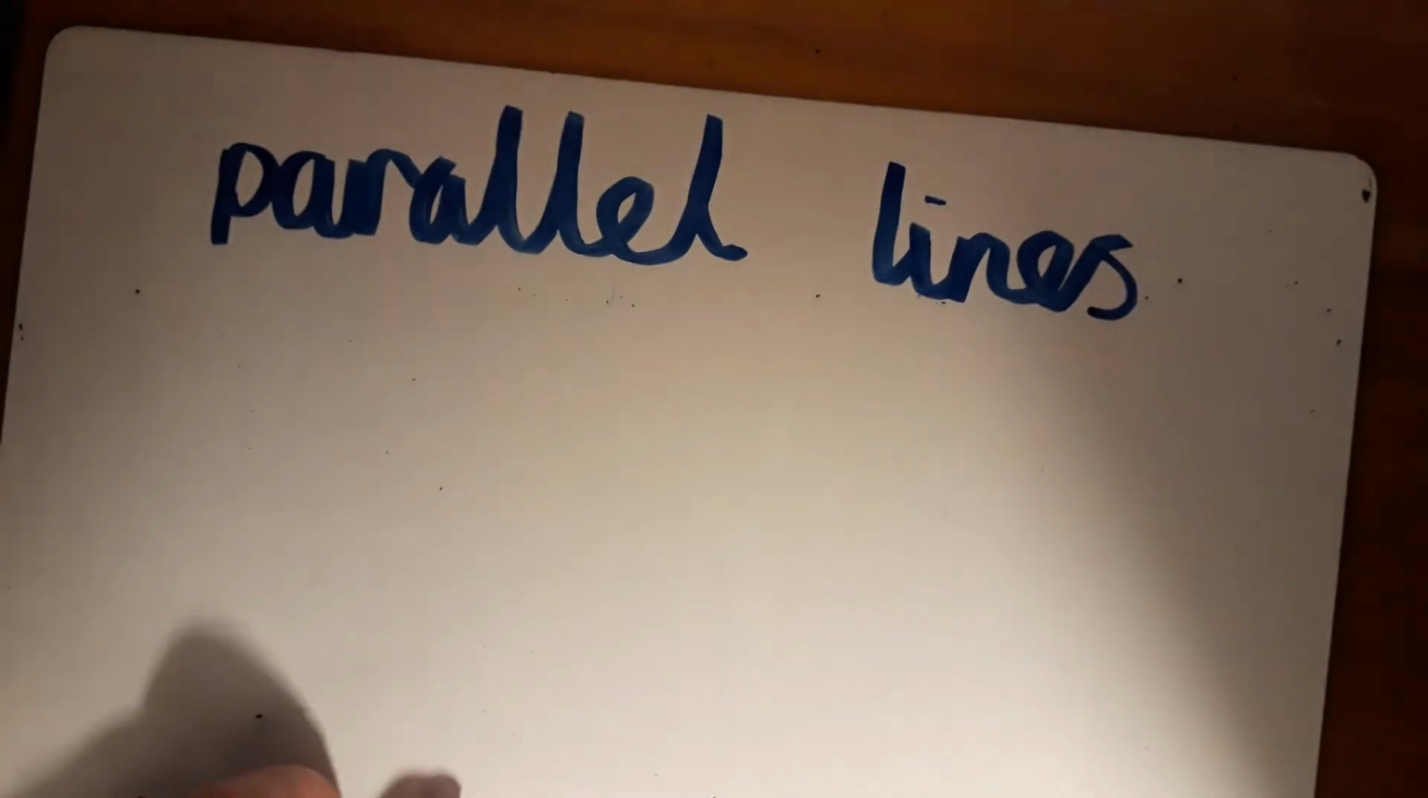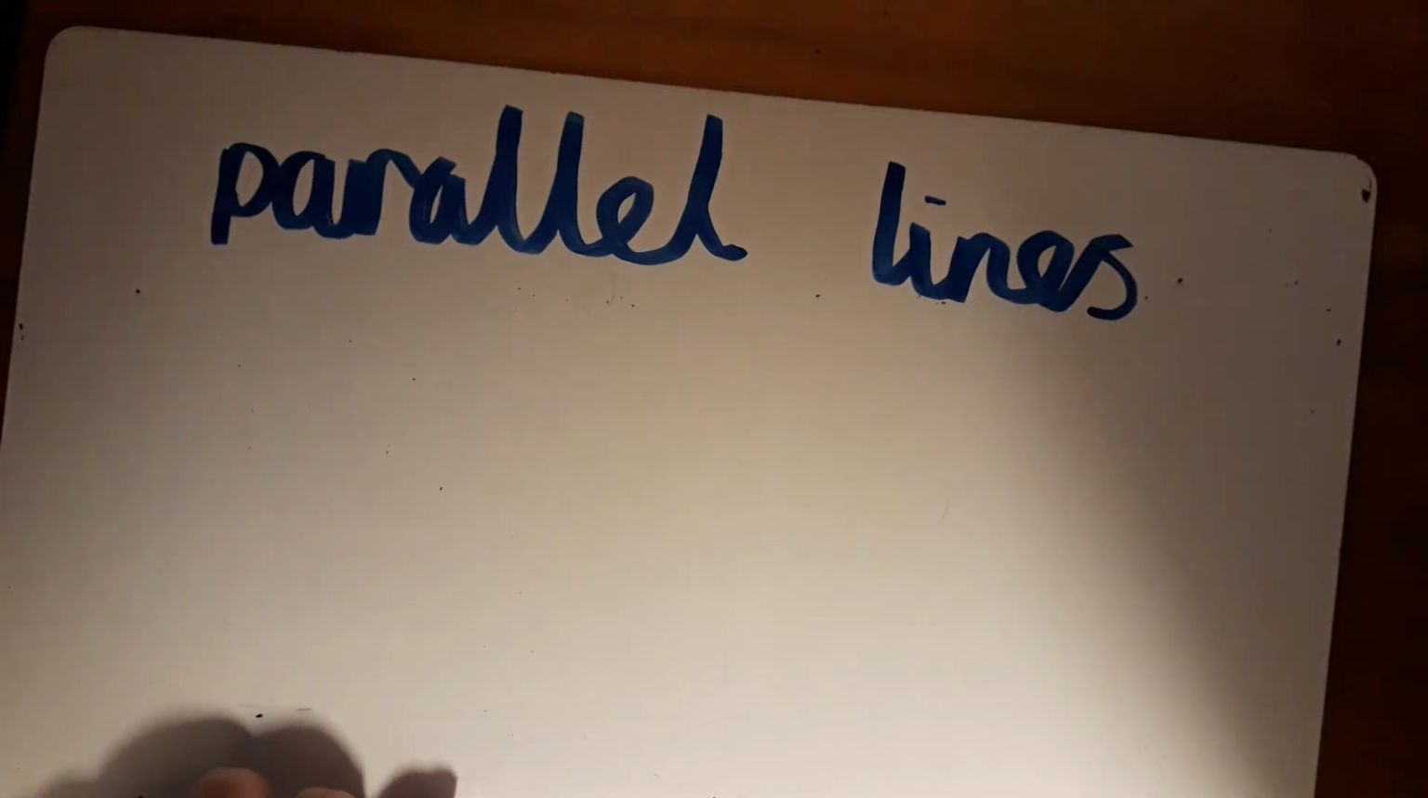and a lot of our quadrilaterals are made by using parallel lines. So it's quite important that we understand what parallel lines are. Not all of them are made by using parallel lines, but a lot of them are, and it helps us to identify what type of quadrilateral it is.